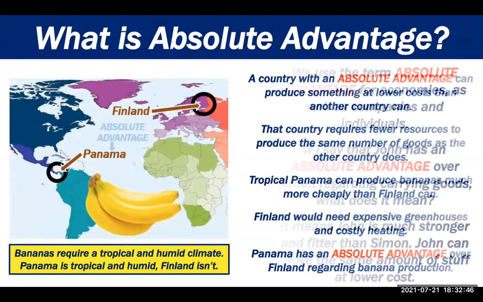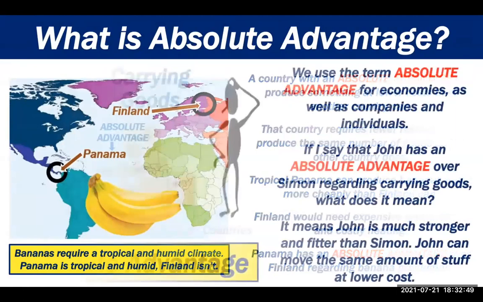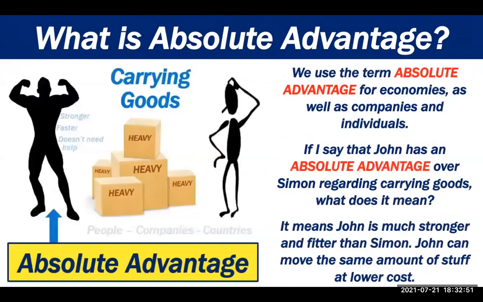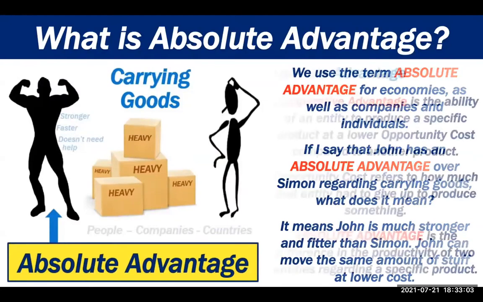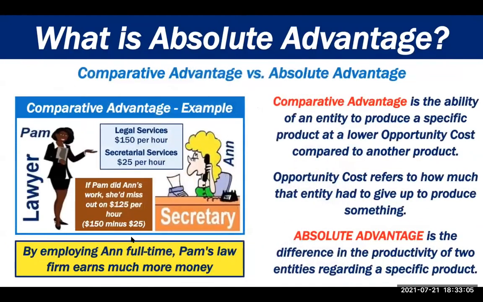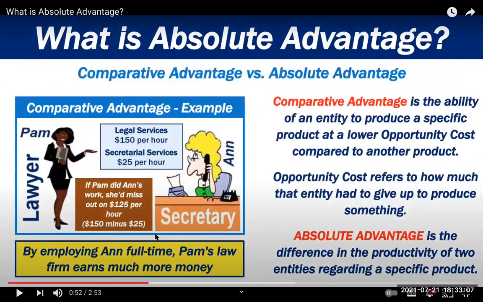We use the term absolute advantage for economies as well as companies and individuals. If I say that John has an absolute advantage over Simon regarding carrying goods, what does it mean? It means John is much stronger and fitter than Simon. John can move the same amount of stuff at lower cost.